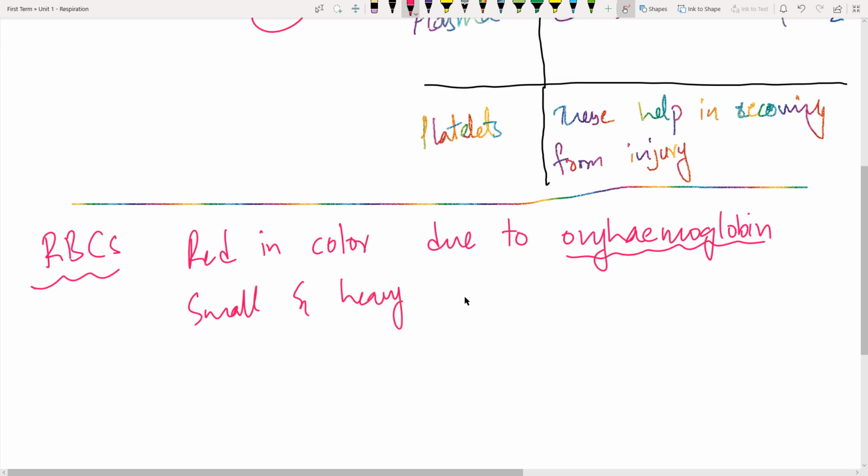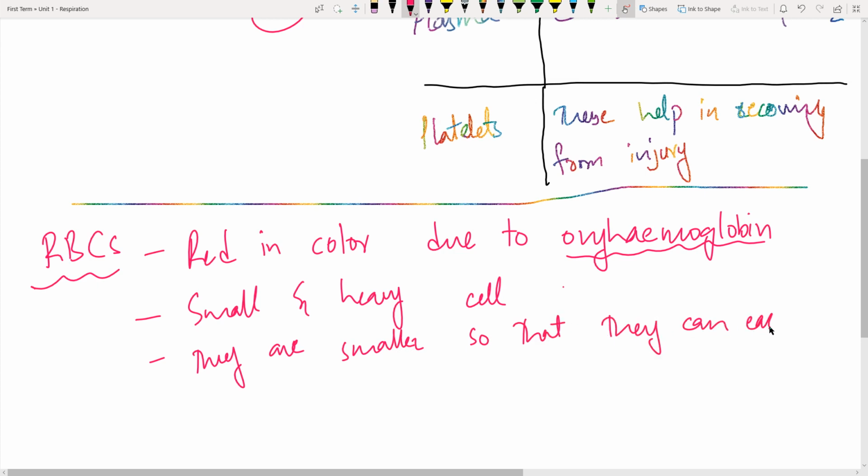They are small in size, but they're still heavy cells, right? That's the second point. Third point, they are smaller so that they can easily travel through blood vessels, right? And blood vessels are the veins and the arteries that carry the blood, right? And the capillaries are the smaller ones that connect the arteries to the veins.